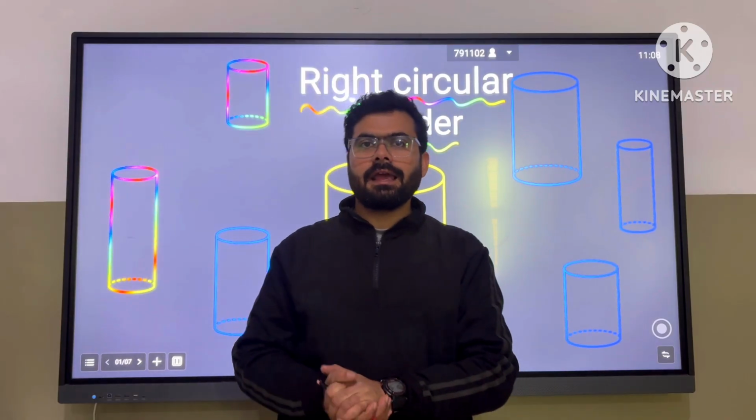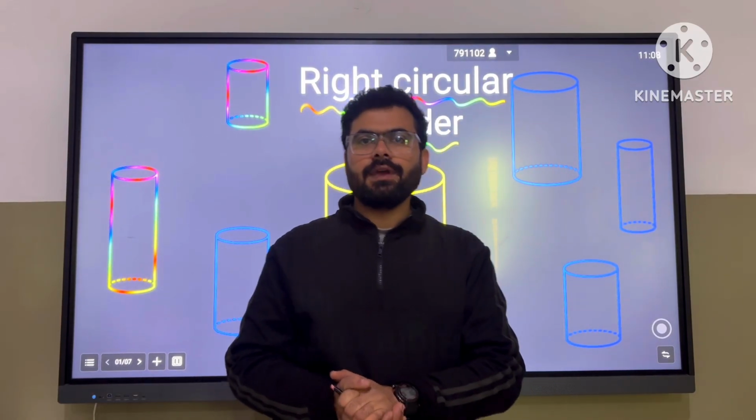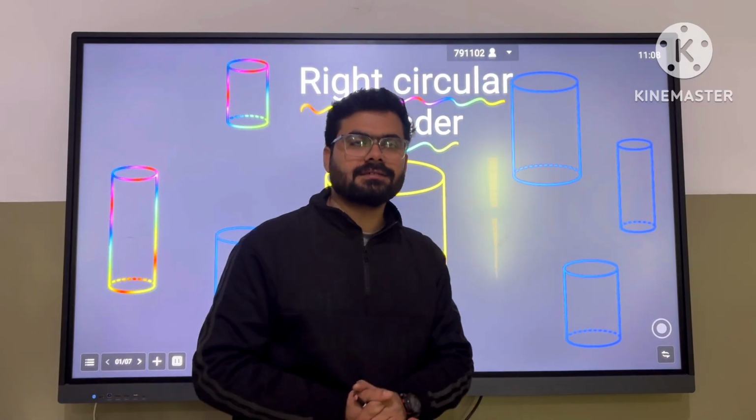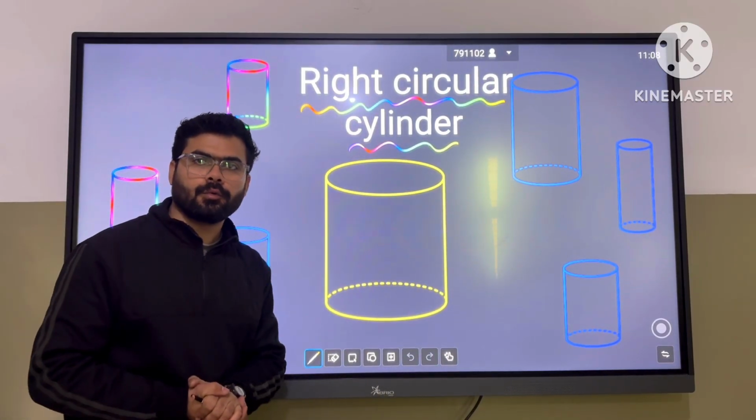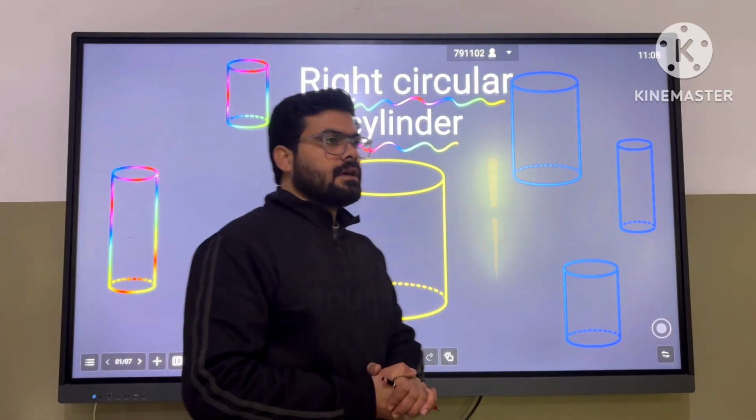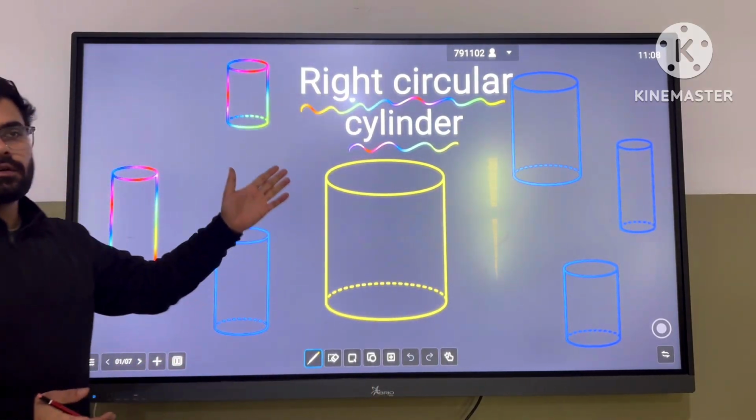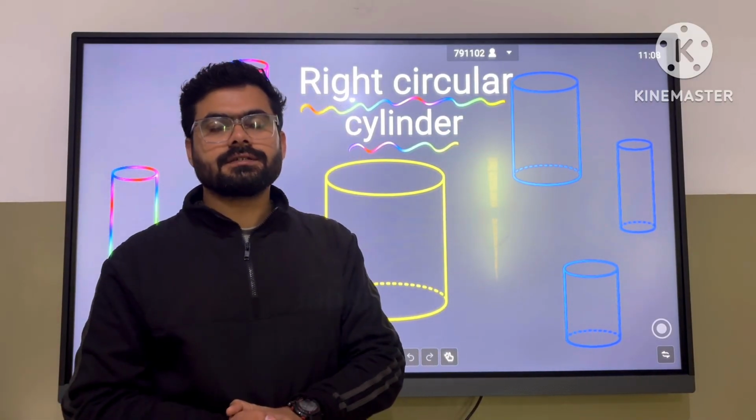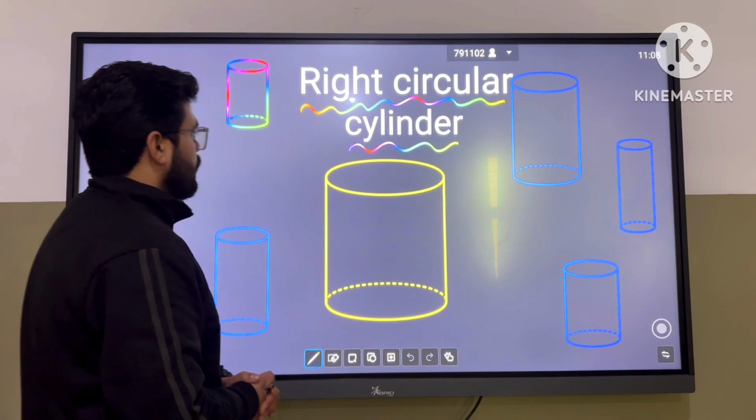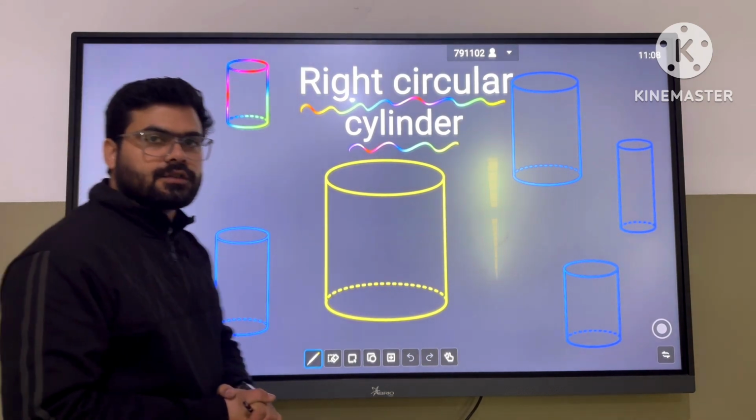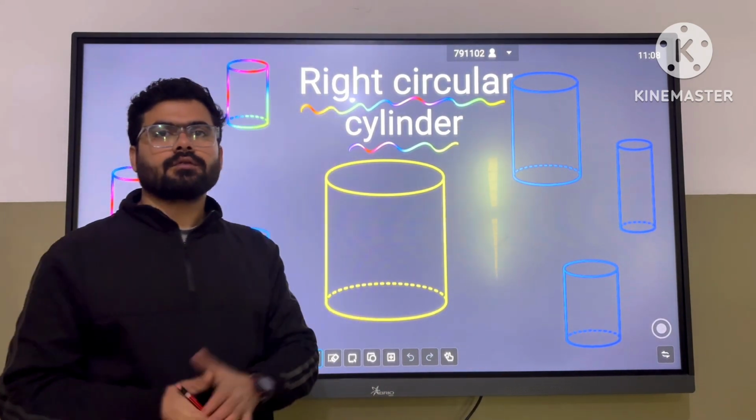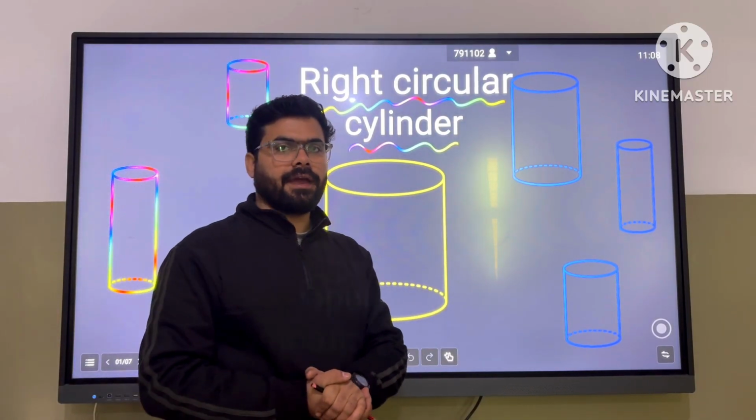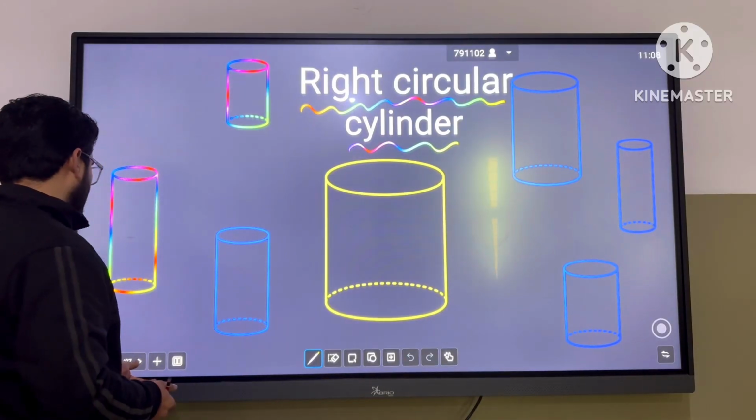So dear students, in the last 3 or 4 classes, we have discussed cube and cuboid, some formulas related to cube and cuboid, and some examples and questions. In this class, I am going to teach the right circular cylinder. This is a 3D shape. We will discuss the curved surface area of a cylinder, the total surface area of a cylinder, and the volume of the cylinder. Okay. Now let's move on to the next slide.